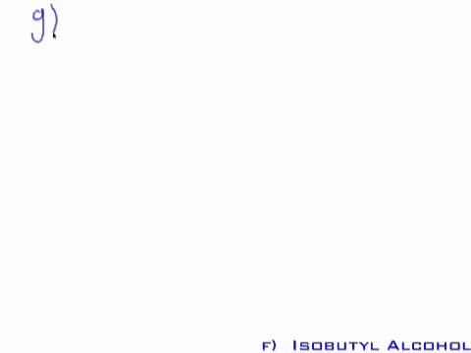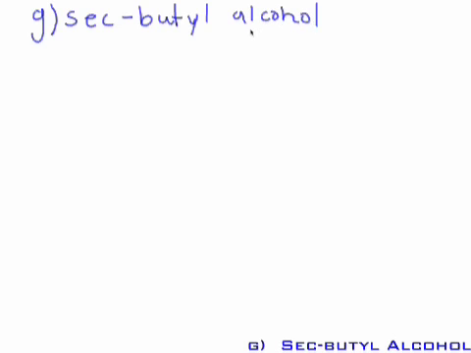G, sec-butyl alcohol. Sec-butyl is derived from the butane molecule, where instead of pulling a hydrogen off the end of the chain, you pulled it off one of the secondary carbons. And so this is sec-butyl alcohol.